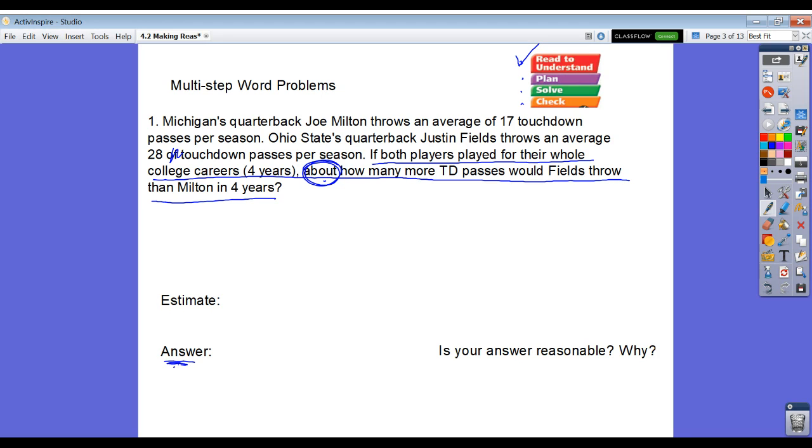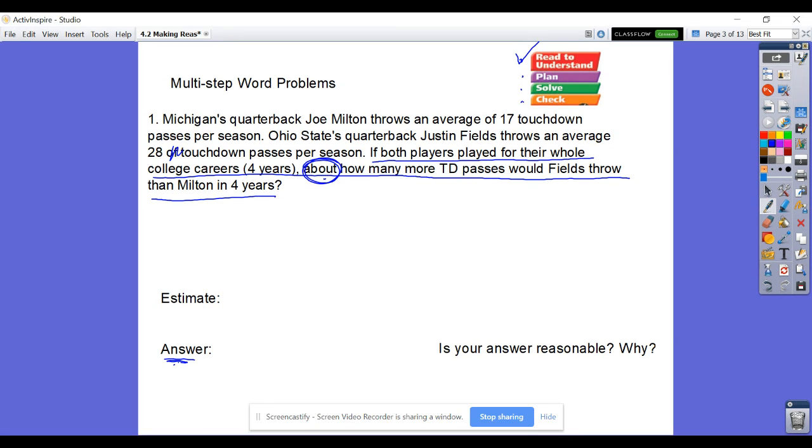So now I need a plan of how I'm going to figure this out. So I'm going to actually write out my plan. I'm going to do it with my real numbers that I would use. So I'm going to do my actual answer first, and then we'll go back and do the estimate. Some people do it the other way around. They estimate first, but I'm going to start with my actual answer.